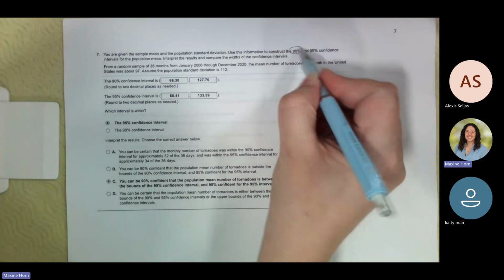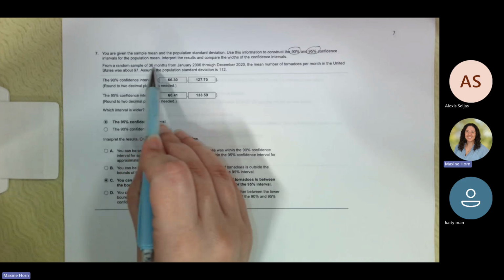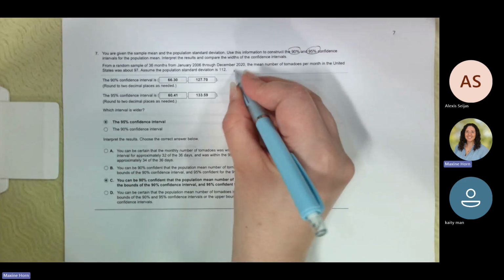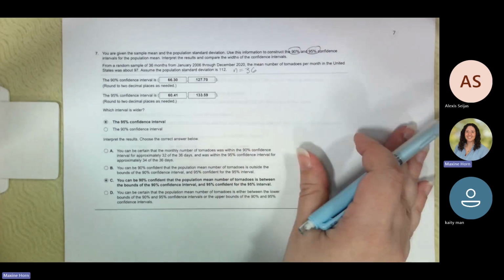Okay, so then we have another question that's almost exactly the same. So we're going to be doing 90 and 95 again. They could give you different percentages, right? Okay, so let's go through and label things. From a random sample of 36 months, so my n is 36. From this date through this date, the dates don't matter.